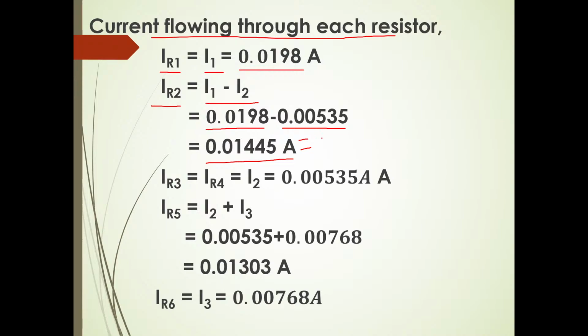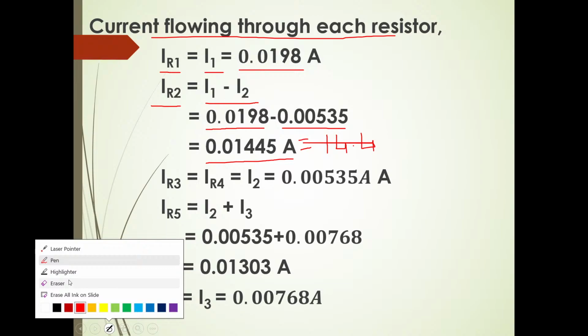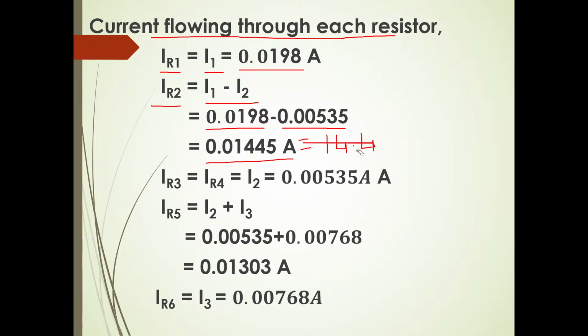You can write it in milliamperes, that is 14.45 milliamperes. You just convert that amperes into milliamperes and you can write like this. This is small m, capital A, small m, capital A. Okay, so 14.45 milliamperes, that's it.